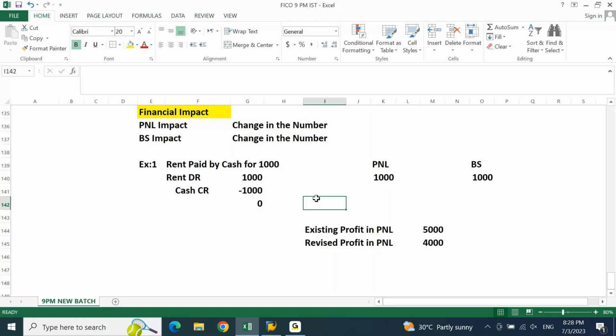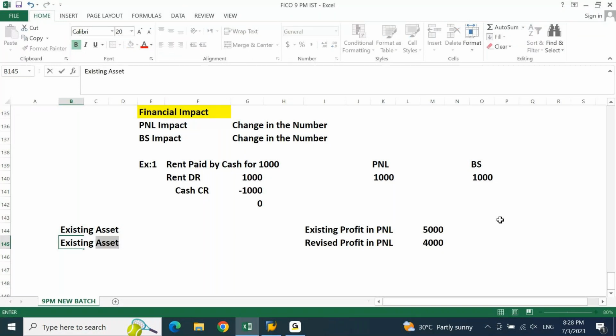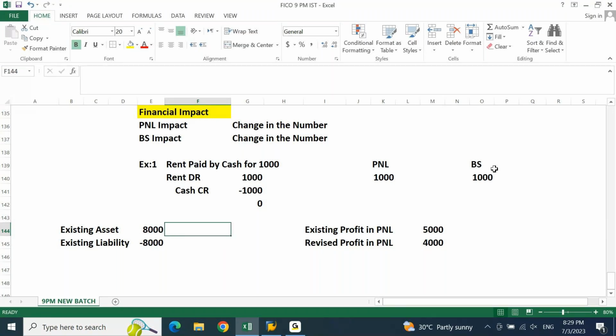Similarly, for my balance sheet, I'll write the existing asset and existing liability. Let's say my existing asset is 8,000 and my existing liability is also 8,000. What is going to happen if I pass this entry? What will happen to my asset? It will become 7,000. Why 7,000? Because you are crediting the cash account.